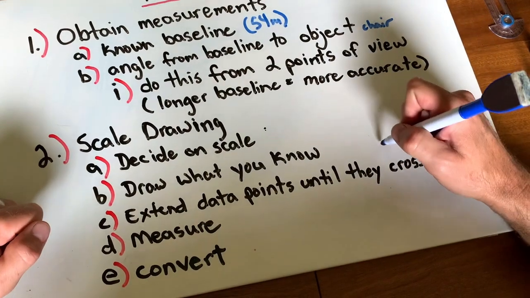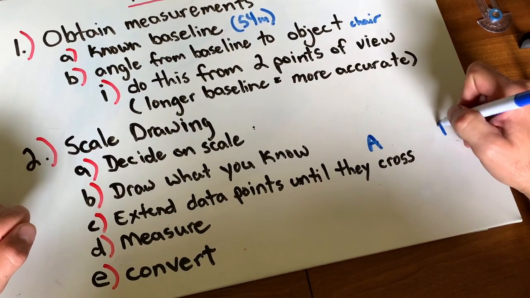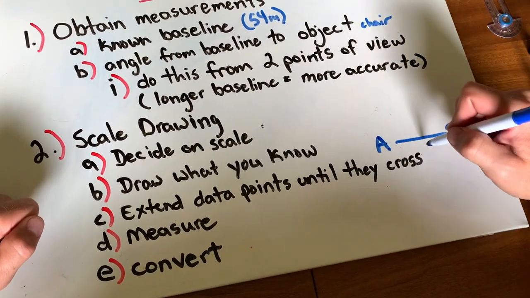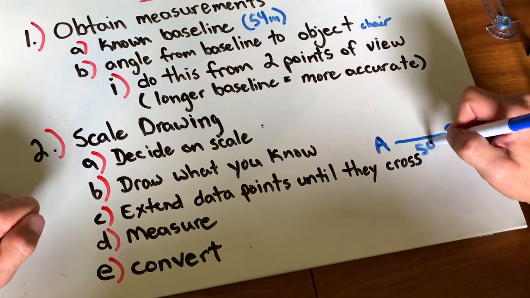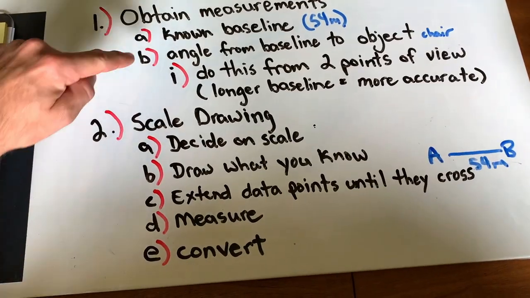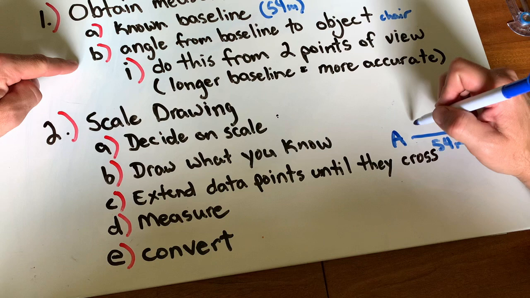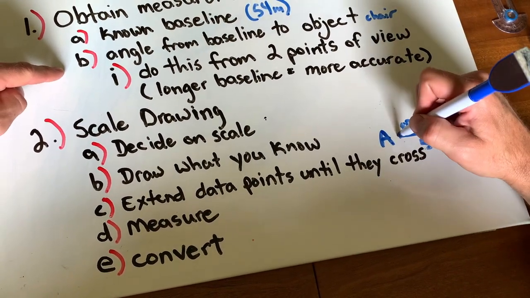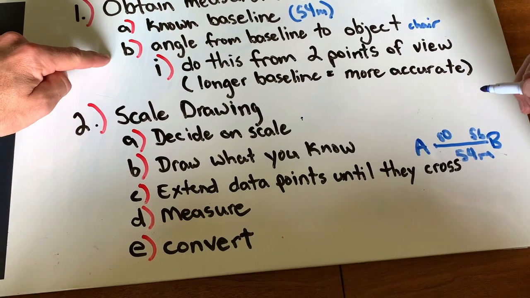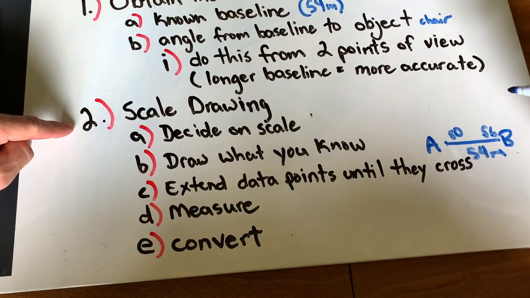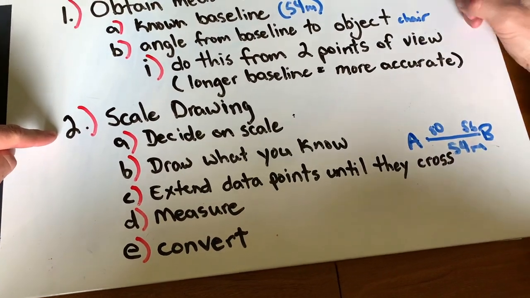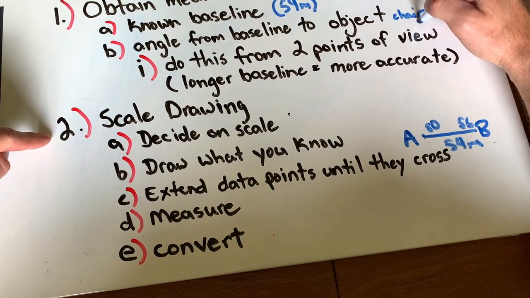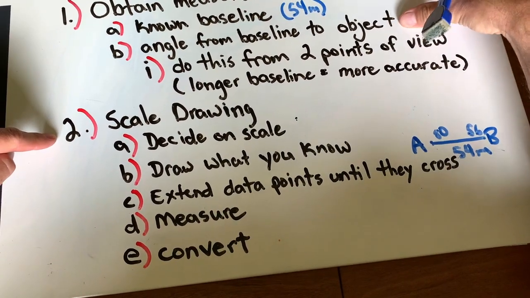So, what do we have? We've got 2 points. I know the distance is 54. And then I measured the angles. Angle A was 80. Angle B was 56. Okay, next step. This is what we did outside. The chair is up here, so I'm going to put a dot up there, and that's going to be data point C.